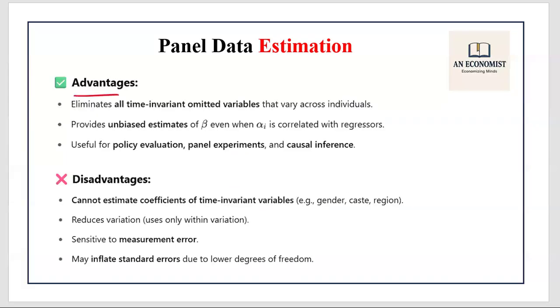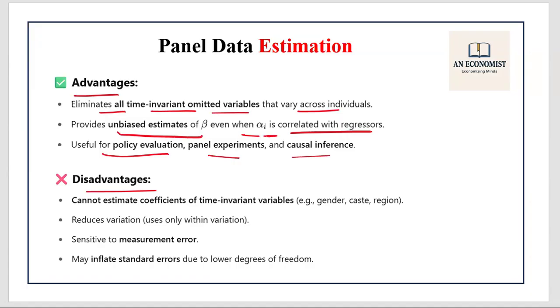I have added certain advantages and disadvantages also. Advantage is that, before going into estimation, we want to eliminate all sorts of time invariant effects, because that will give us a fixed effect. Fixed effect means the effect that we want to find out after eliminating all the time invariant factors. So it eliminates all the time invariant omitted variables that may vary across individuals. It provides unbiased estimates of the slope parameters, even if alpha i, the variations that we have talked about, are correlated with the regressors, and it is useful for policy evaluation, panel experiments, and causal inference.